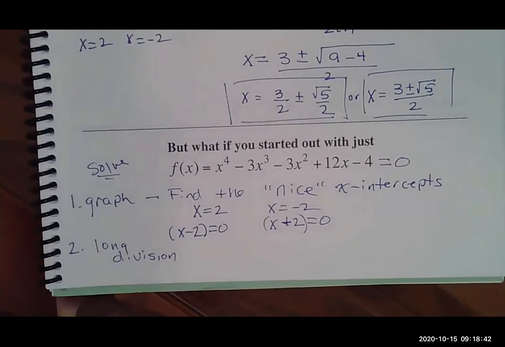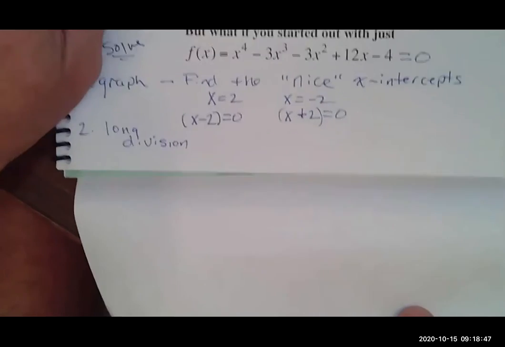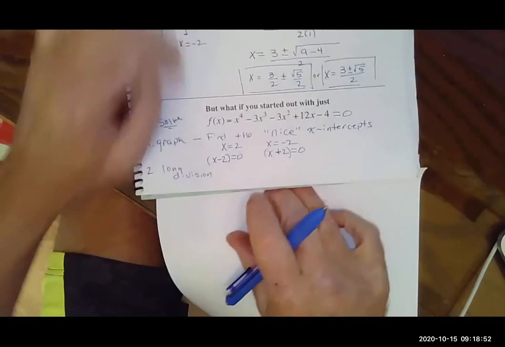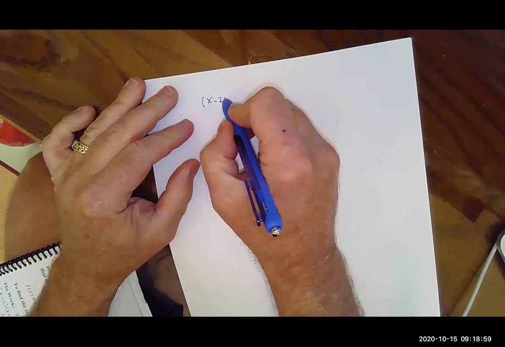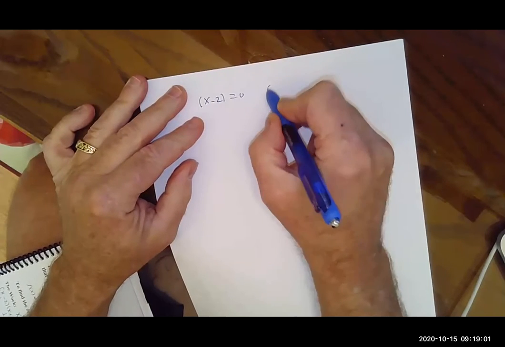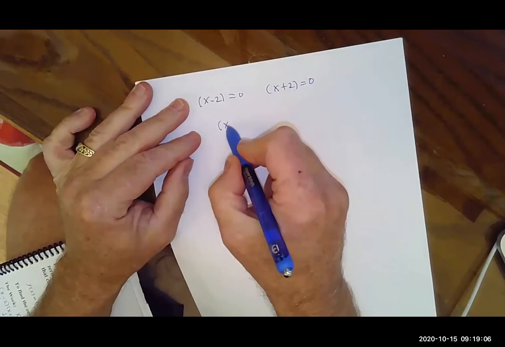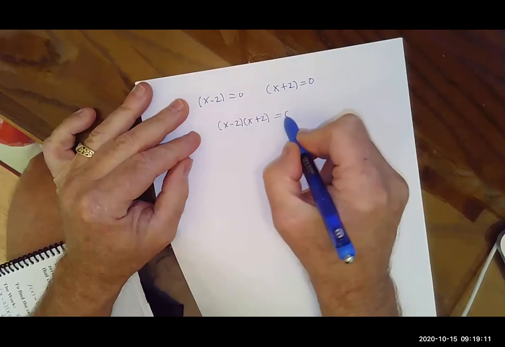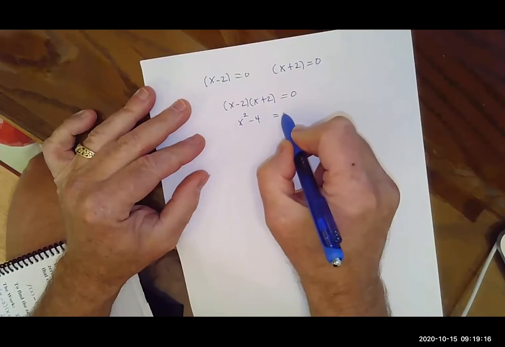Another way, if you have two answers like this, is it'll speed up the process if you take the product. If you knew that x minus 2 is a factor and x plus 2 is a factor, if you take the product of these two, it's still equal to 0. And then you get x squared minus 4 is still equal to 0.